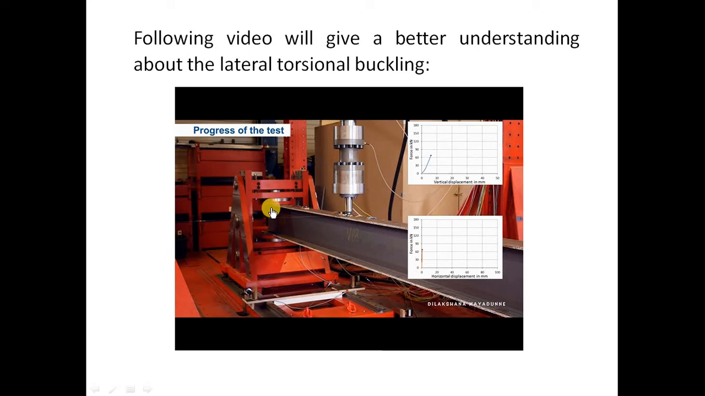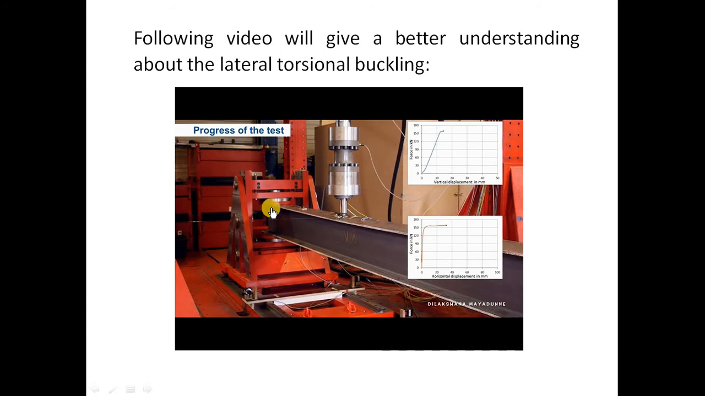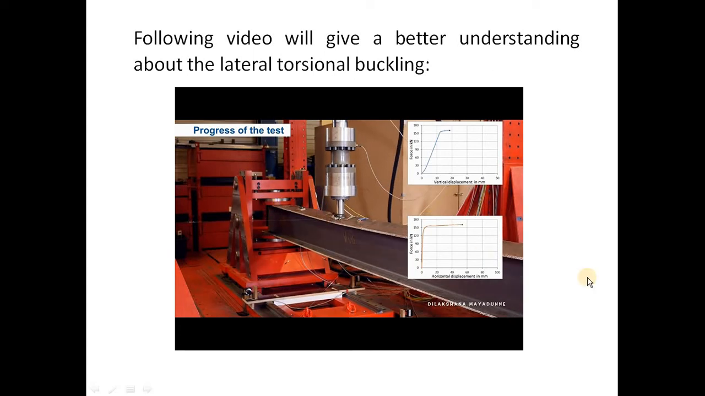You can see how things will change. At some point of time the horizontal deflection suddenly spikes out and keeps on increasing. You can see there is a twist also, and that is what we call lateral torsional buckling. So this is how you can understand the lateral torsional buckling of a beam. There is a vertical deflection accompanied by the twist.